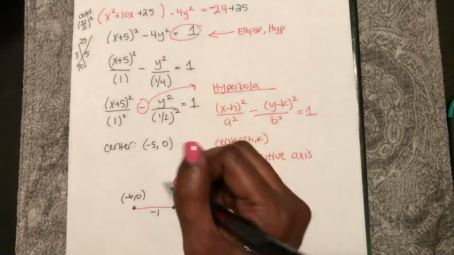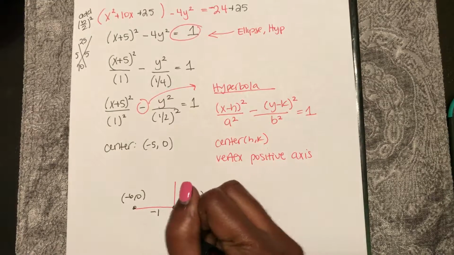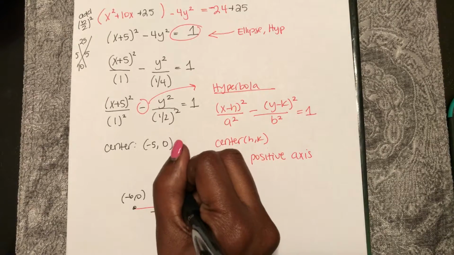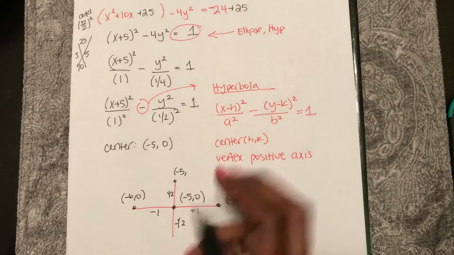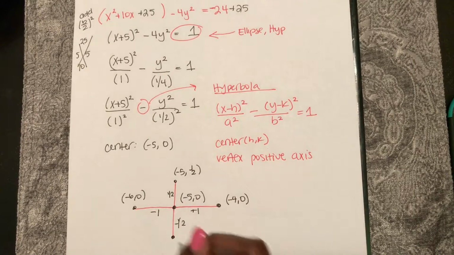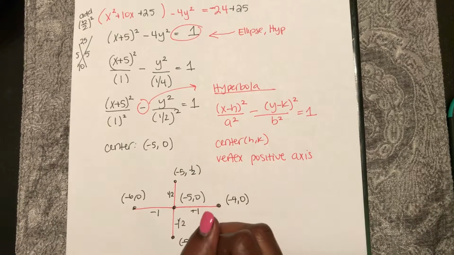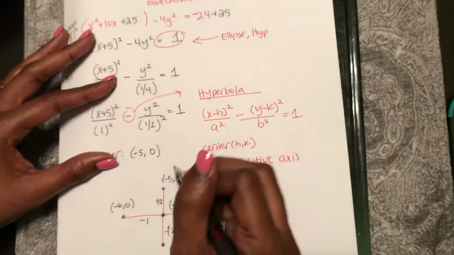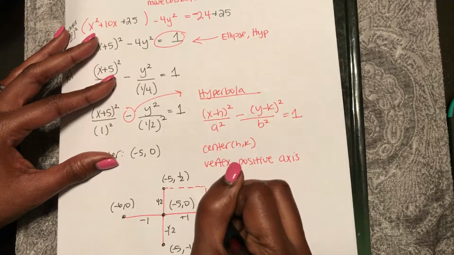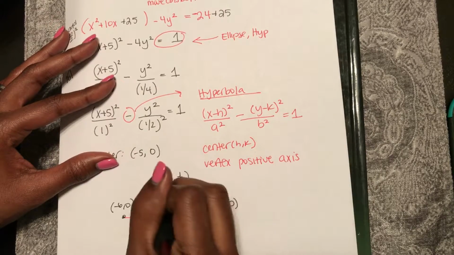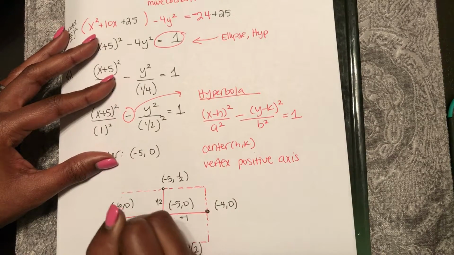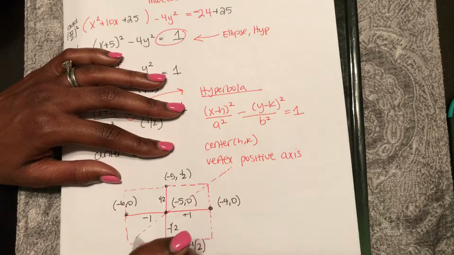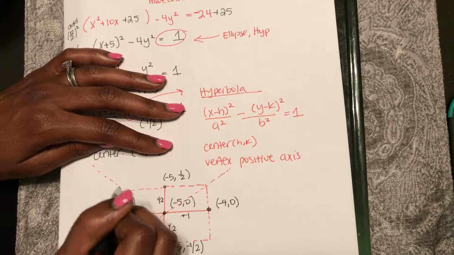And then on my y, I need to go up 1/2 and down 1/2. So my x's don't change. This point is negative 5, 0 plus 1/2, which is 1/2. And then this point is negative 5, 0 minus 1/2, negative 1/2. So now I can draw my box of asymptotes. And then remember that the asymptotes go diagonally through the corners of your box.